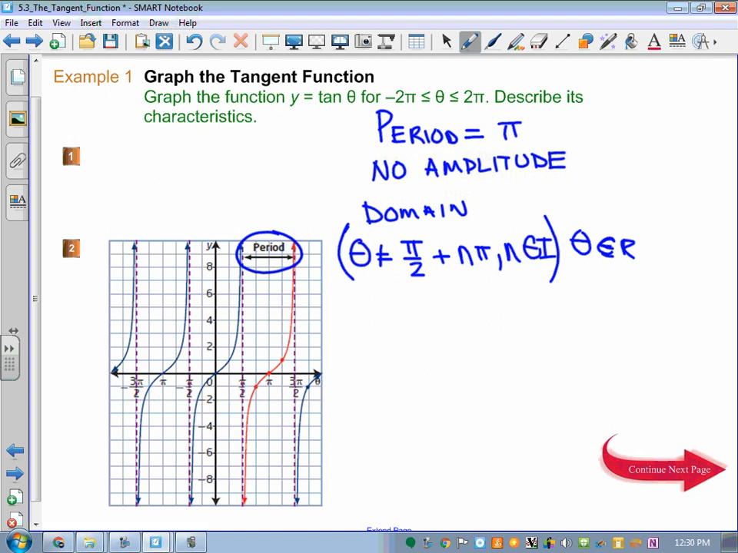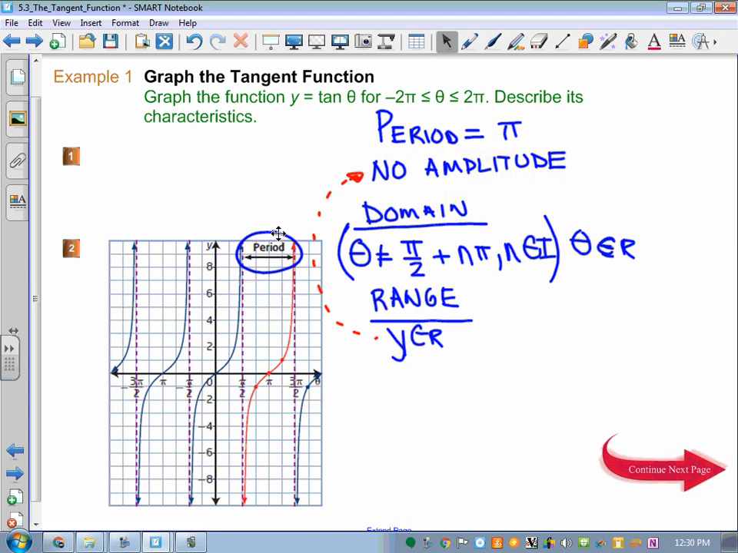The range is a little bit easier. Because there are no maxes and mins, or if you look at the graph, it extends forever in the positive and negative direction of the y-axis. So y is just an element of the reals. And I do want to make that connection that because it does not have a minimum or a maximum, we do not describe the amplitude of tan functions because they're really infinite, which is not a valid number.